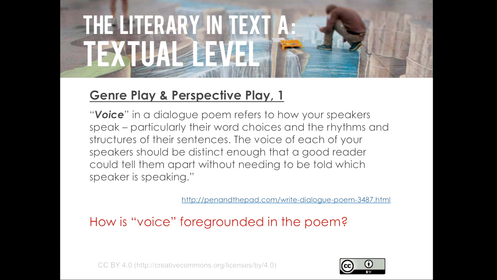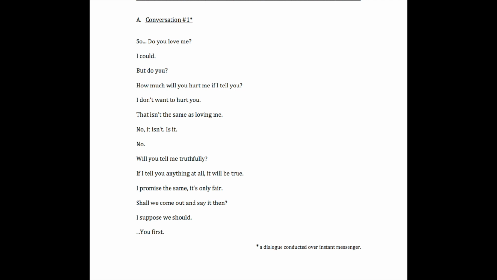So how is voice foregrounded in this poem? Because a dialogue poem is already a kind of interplay between two genres, but this poem in particular goes a step further and subverts the very conventions of a dialogue poem. So how does it do that? How is voice foregrounded? If you look at the last line, and given the fact that this is, we're told, through instant messaging, we can't know who wrote the last line. "You first." Who's speaking? So the voices are not distinct even in that sense, given the fact that this is instant messaging.